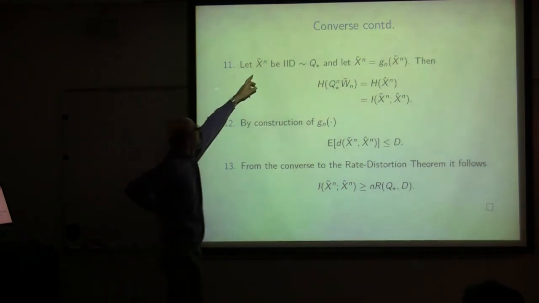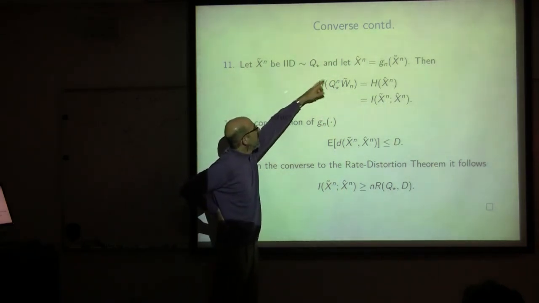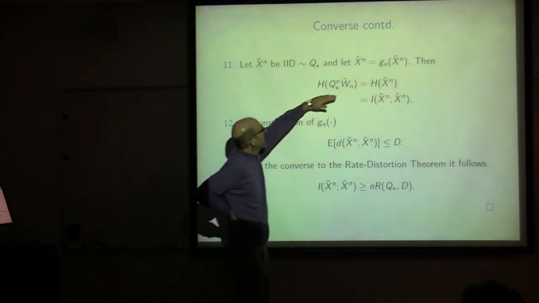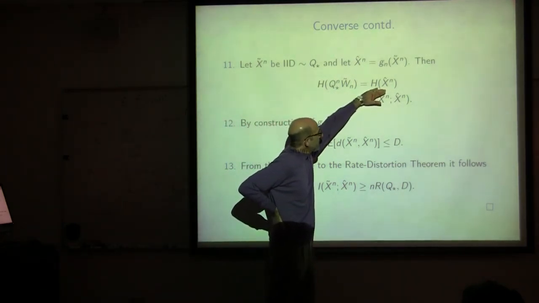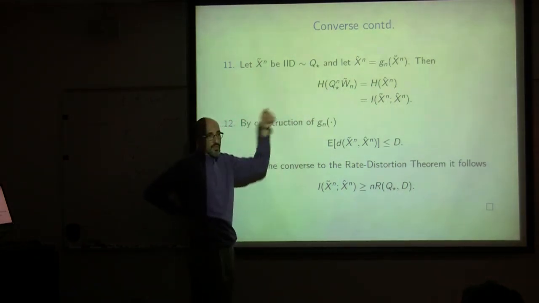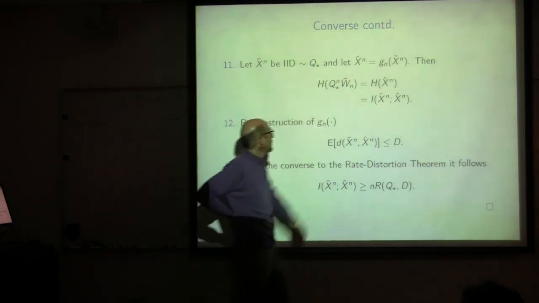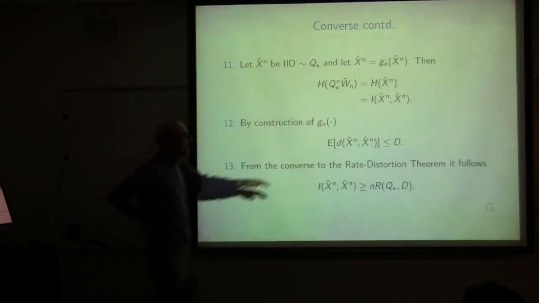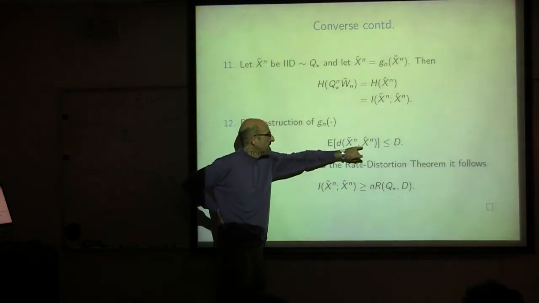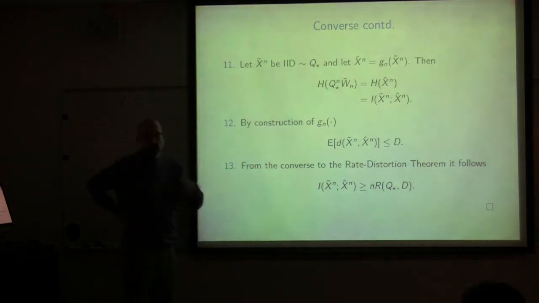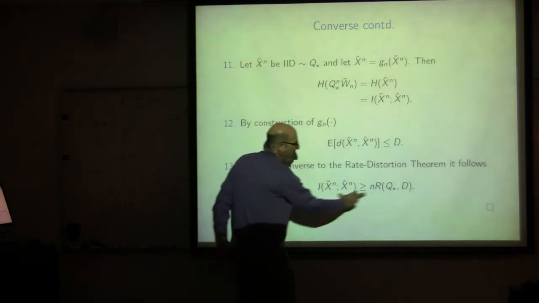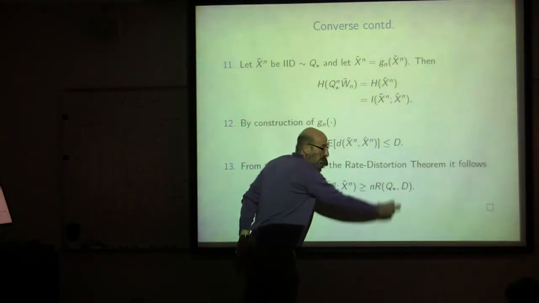So X n tilde are generated IID Q star. X n hat is the application of G2 then. This is just the entropy of X n hat, and because there's a deterministic mapping between the X sequences and the X hats, I can also write mutual information. And I know by the reconstruction property that the distortion between the tildes and the hats is upper bounded by D. So now I can use the classical converse in rate distortion to argue that this mutual information is greater than the rate distortion function for the source.